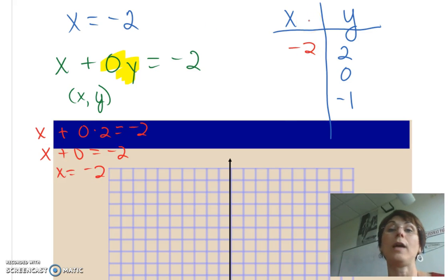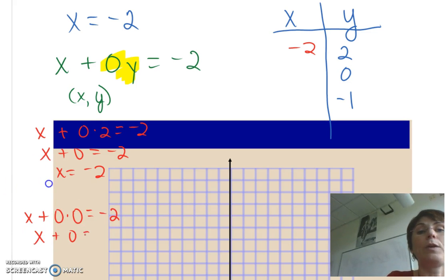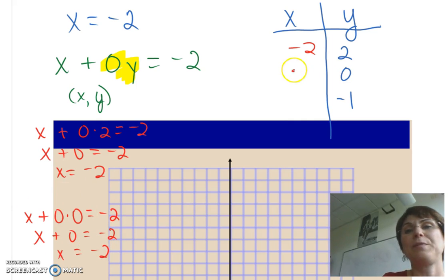So when y is 2, x is negative 2. Now let's substitute 0 in the place of y. x plus 0 times 0 equals negative 2. So x plus 0 equals negative 2. So what's x? It's negative 2, right?